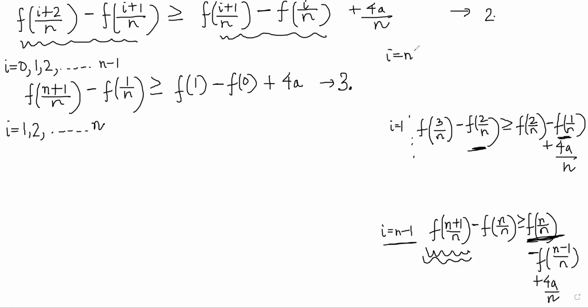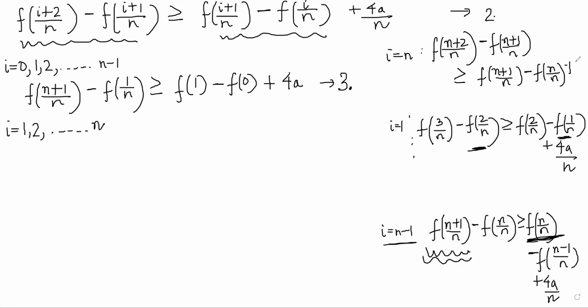So I'll write it on top instead. When i is equal to n, you're getting f of (n+2)/n minus f of (n+1)/n is greater than or equal to f of (n+1)/n minus f of n/n plus 4a by n, right? Now we are adding from i equals 1 to n, so you should still have the same telescoping series situation, but this time the sum will be f of (n+2)/n minus f of 2/n, because the terms in between get cancelled.